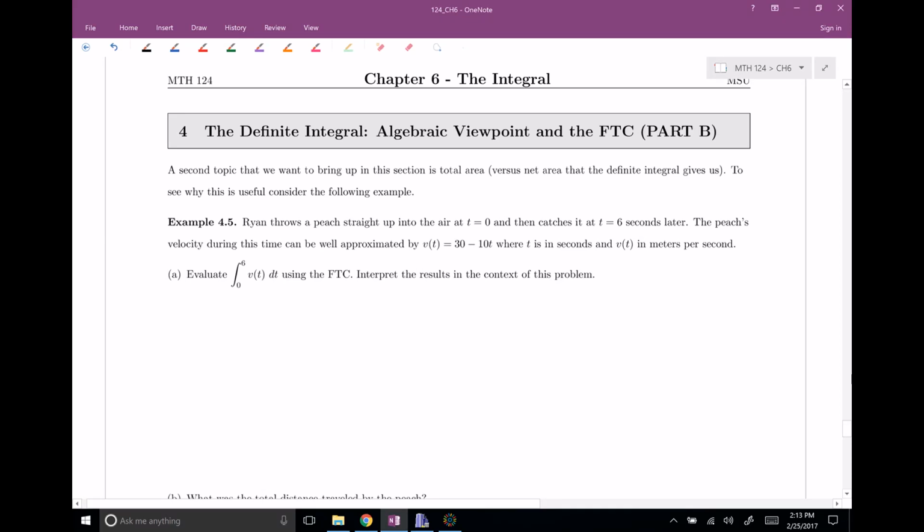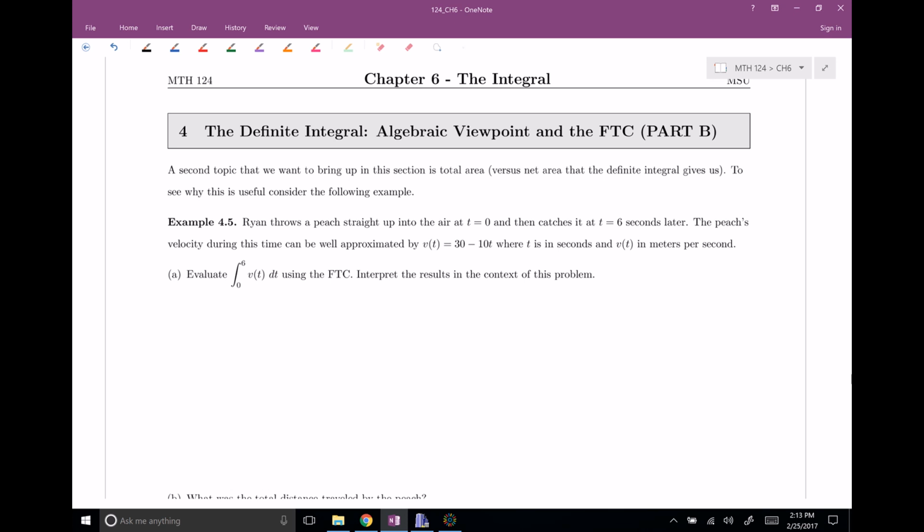All right, welcome back everyone to section 4, the definite integral, using the nice fundamental theorem of calculus. The second topic that I want to bring up here in this section is this idea of total area, versus or compared to the net area, which is something the definite integral gave to us. So we're interested in now something different, the total area.